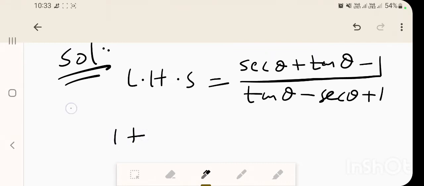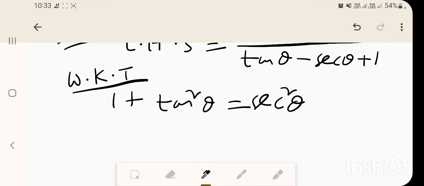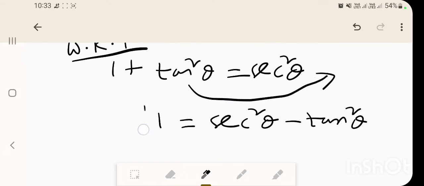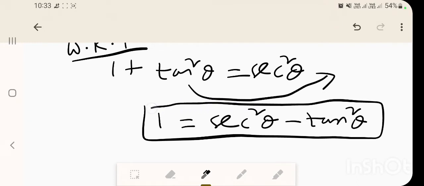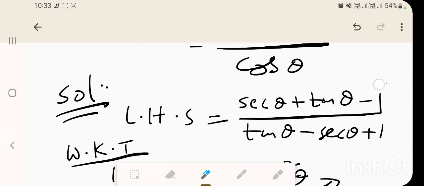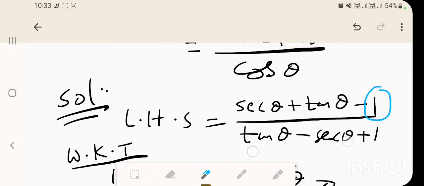Now we know that 1 plus tan square theta is equal to secant square theta. Bringing this tan square theta to the right hand side, we can write 1 is equal to secant square theta minus tan square theta. So in the numerator of the given problem on the LHS, this 1 we are going to replace with secant square theta minus tan square theta.